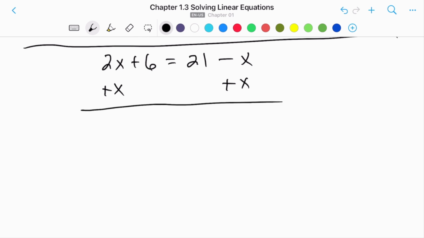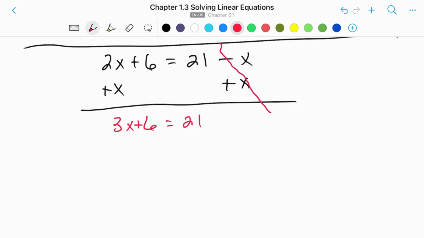Now draw a line. The next step, and it's not the answer yet, it's the next step of the answer, is 3x plus 6 equals 21. And this minus x and plus x cancel each other out.